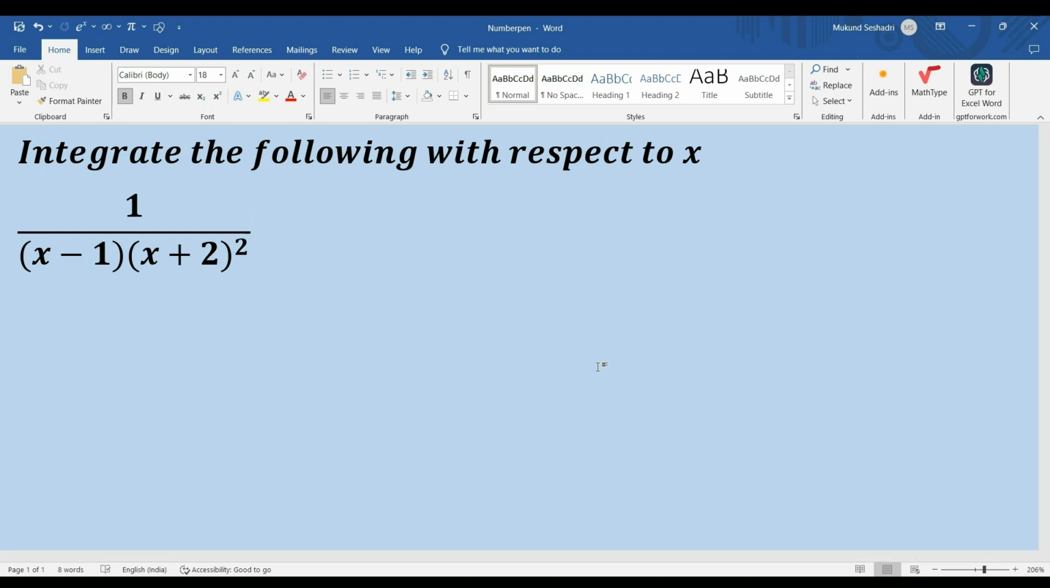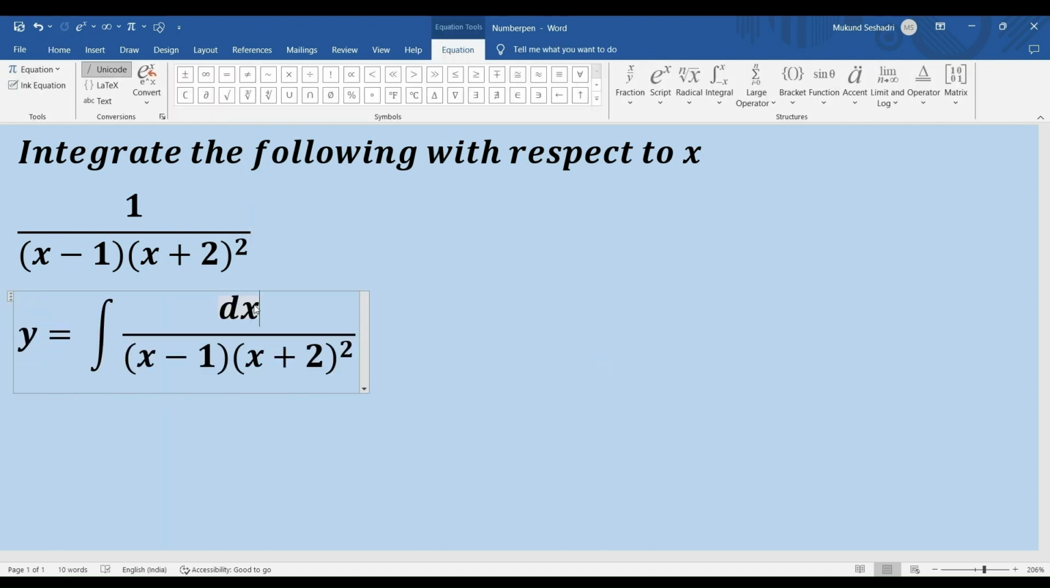So there we have the problem on the screen. Integrate the following with respect to x. We have 1 divided by (x minus 1) into (x plus 2) the whole square, right? So what we've been given is dy by dx and we've been asked to find y, right? So my y is nothing but the integral of the given expression. So there we are. That's our y.